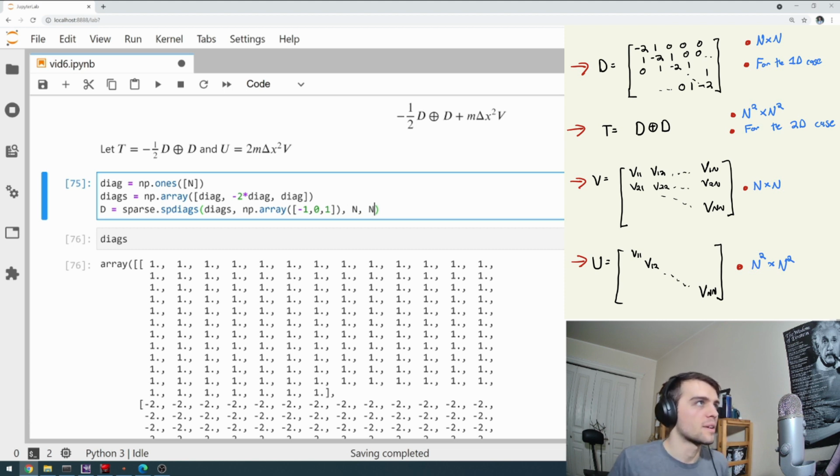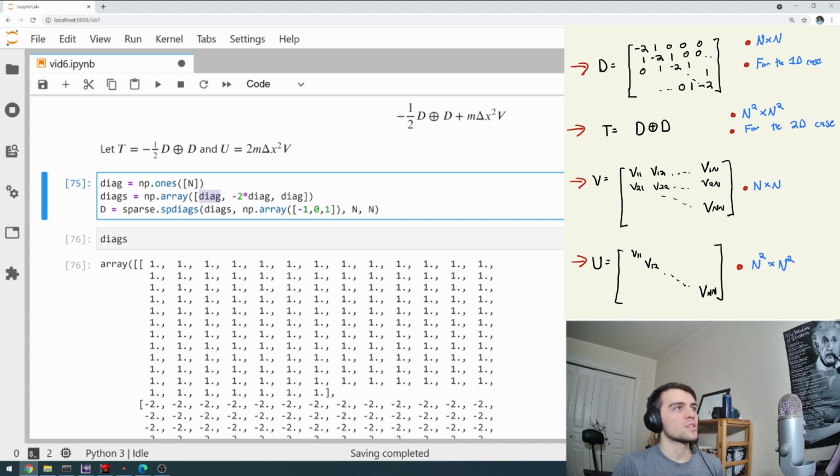Okay, so what's going on here? There's 3 diagonals and there's 3 points here. It says this first diagonal, which is all 1s, will be put at -1. So there's the main diagonal that's indexed at 0. -1 means 1 below the main diagonal of this matrix in this sp.diags method. 0 means put it on the main diagonal, and 1 means off 1 above the main diagonal.